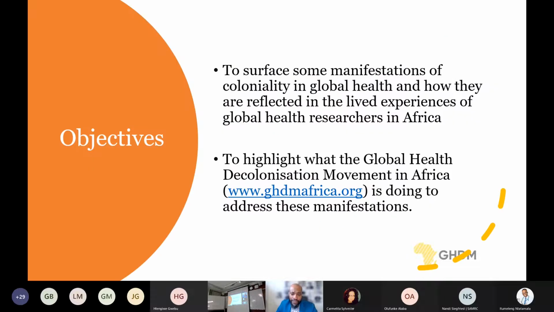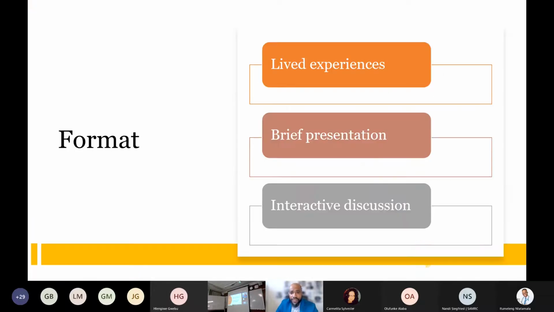And so the objectives for today are really to try to surface some of these manifestations of coloniality in global health. We're going to use lived experiences of global health researchers on the continent. And then we'll talk a bit about what we are trying to do as a movement to address some of these manifestations.